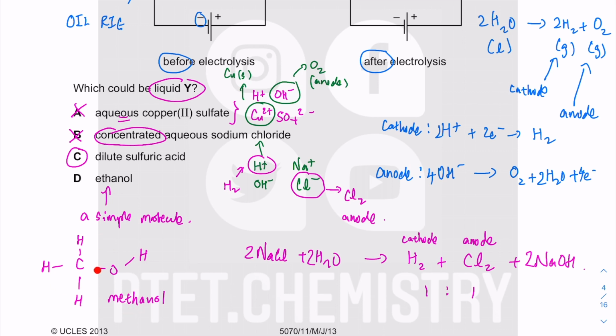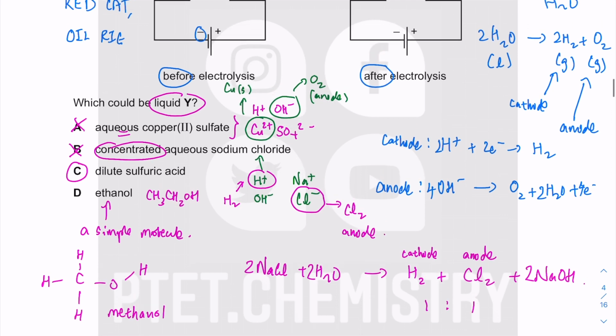Ethanol, you just add an extra CH2, so ethanol is just CH3CH2OH. Again, it's also a simple molecule. Yes, I know this is methanol, I did not make a mistake. This is ethanol with 2 carbons, alright? But both of them are simple molecules, just like a lot of organic compounds, and therefore they do not conduct electricity at all. So you can't electrolyze, you can't break them into their respective elements by using electricity. But dilute sulfuric acid, you can, alright?